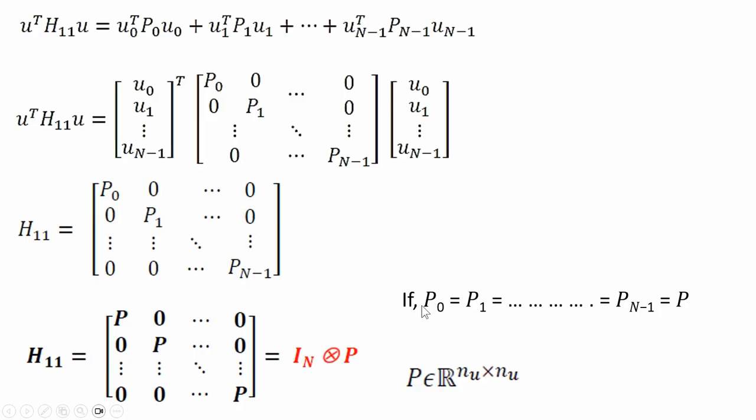Normally P, which is the weighting matrix for the control inputs, is also taken to be the same throughout the prediction horizon. So from k equals 0 to k equals N minus 1, this P can be kept the same or constant.